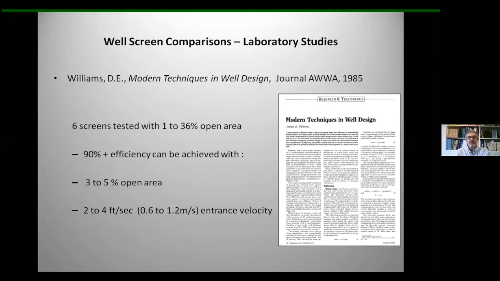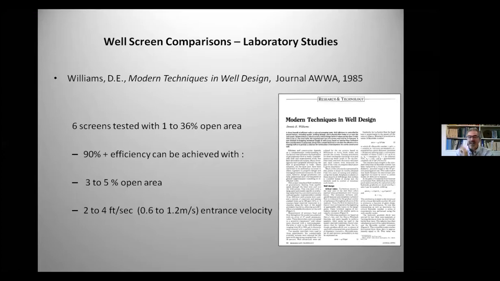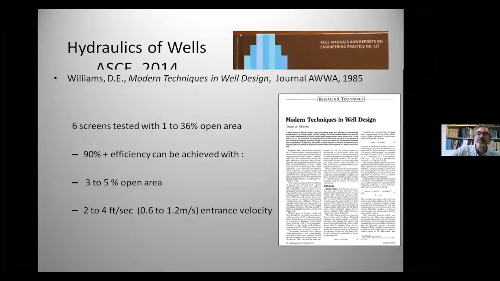And also in terms of entrance velocity, velocities as high as 2 to 4 feet per second will produce overall efficiencies of 90%. This is why, for the national standard that we look at now from the American Waterworks Association, we've selected a value of 1.5 feet per second. And that is our national standard that we commonly apply here. If you're interested in this article, it was published in the American Waterworks Association journal in 1985, and that's available for your review.